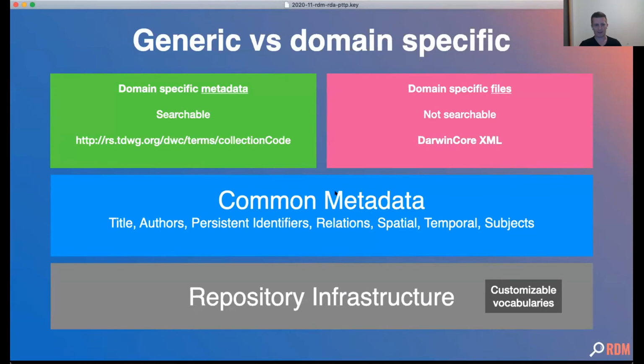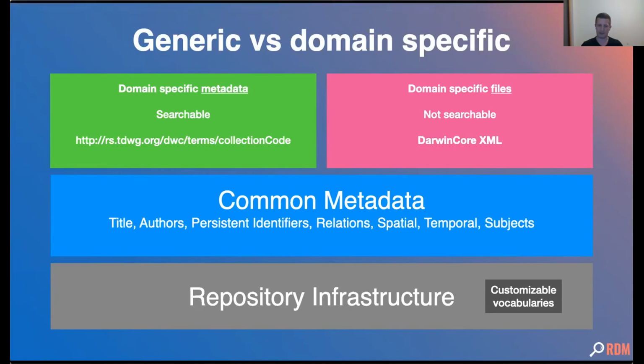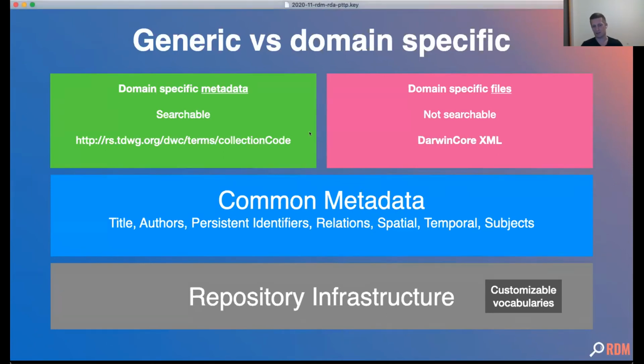So it's not rocket science what we're doing, but it works. So we have basically a common set of metadata based on DataCite. So we all agree on something like title, authors, and most importantly, persistent identifiers, relations, spatial metadata, temporal metadata, and subjects. We have a shared commons, a minimum shared common space where you can put a lot of it in, and that allows the data to be reused and understood by a lot of other services.